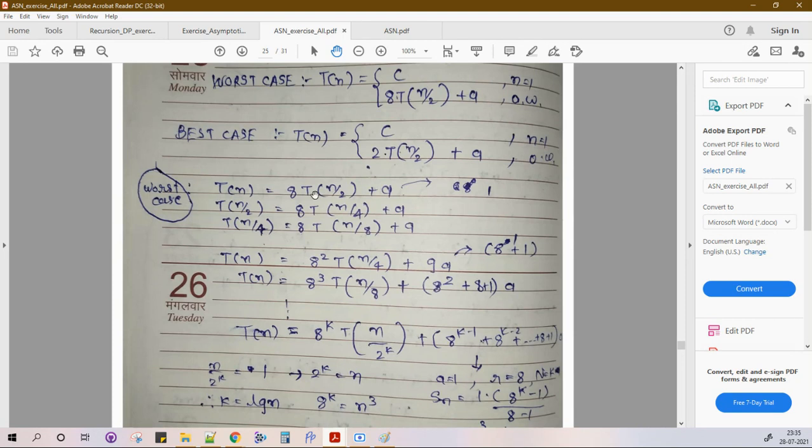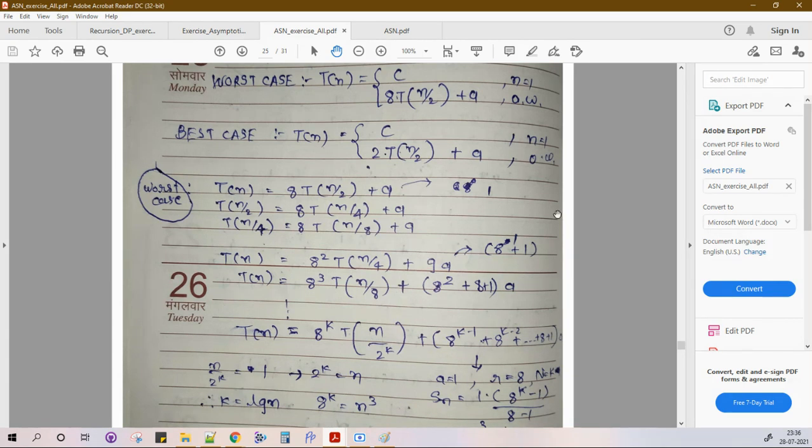So first equation 8T of n by 2. Second equation, if I put n by 2, it is nothing but 8T of n by 4 plus a. Third equation 8T of n by 4 plus 8T of n by 8. So if I take all the equations and jumble them up, then I will get T of n. At the second call, it would be 8 square, 8 multiplied by 8, T of n by 4 plus 8 multiplied by a, which is 8a, plus a, which is nothing but 9a, right?